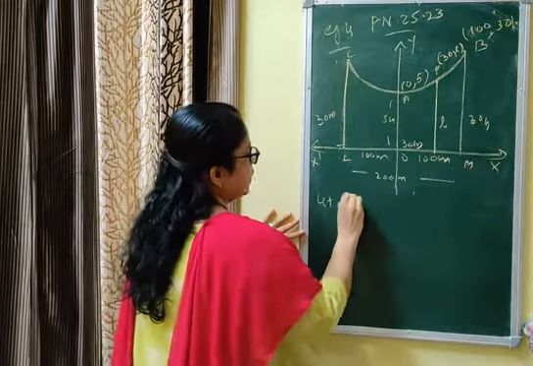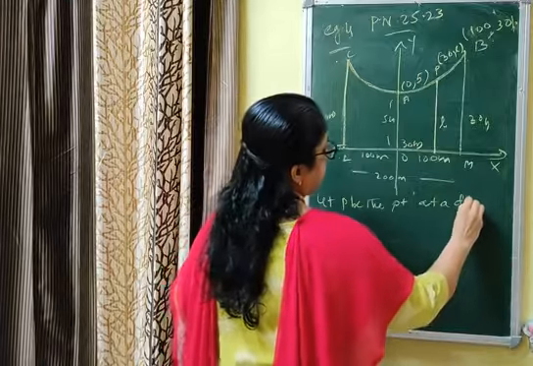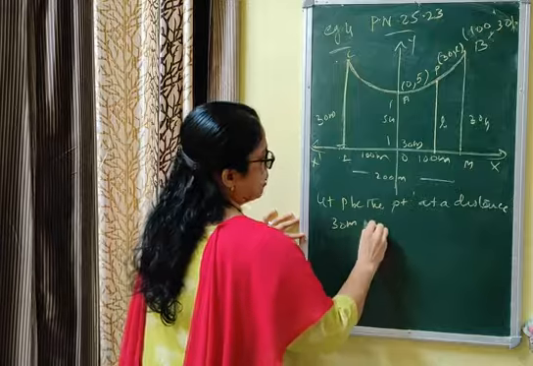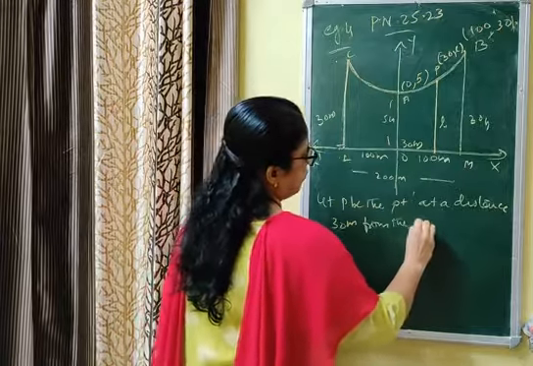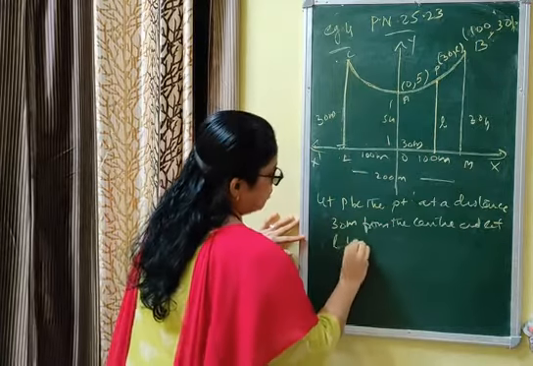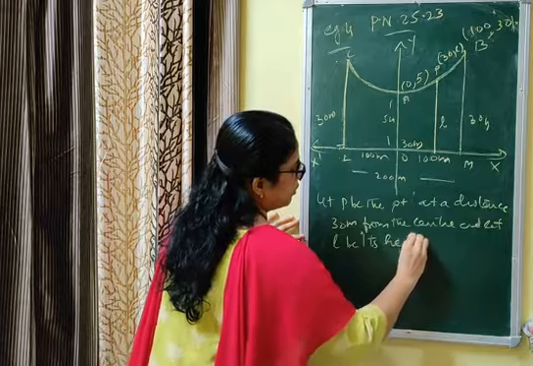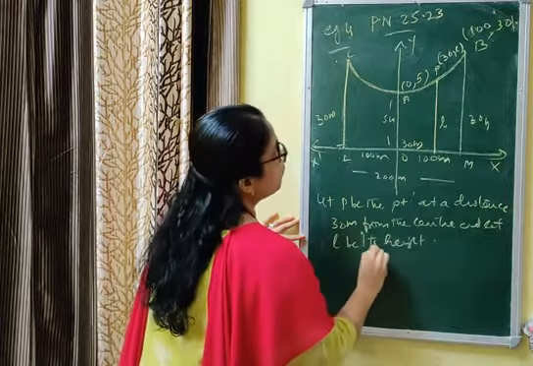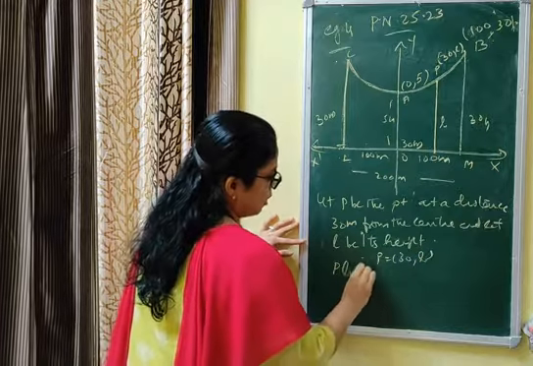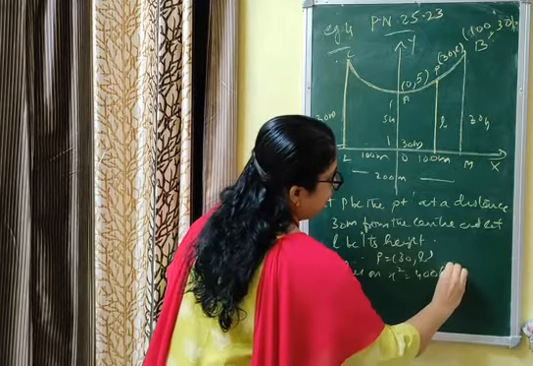That is, let P be the point at a distance 30 meters from the center, and let L be its height. जिसका भी आपको लिखना है एग्जाम में. Therefore P is equal to 30, L. P lies on which parabola? P lies on x square is equal to 400 into y minus 5.